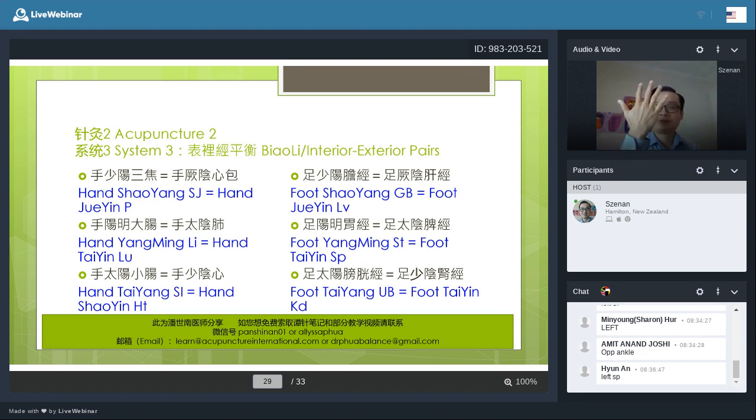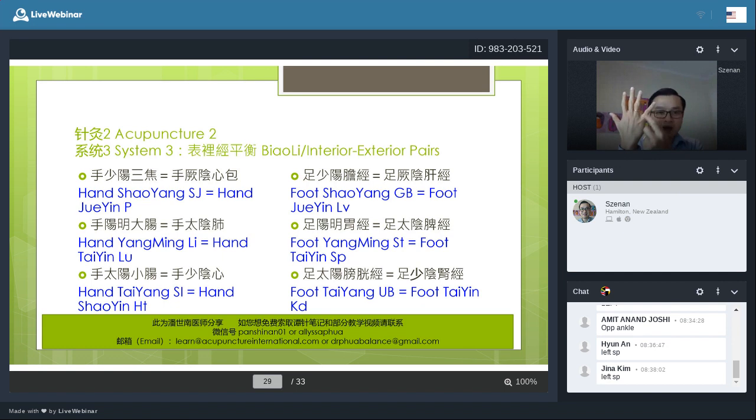Flip over. The yang meridian that runs through here is called 阳明. The one that runs through the little finger is called 太阳. And between 太阳 and 阳明 is 三焦. It actually runs through the ring finger, right? So we have the thumb side, little finger side, and middle, three different meridians. Let's see the opposite one.